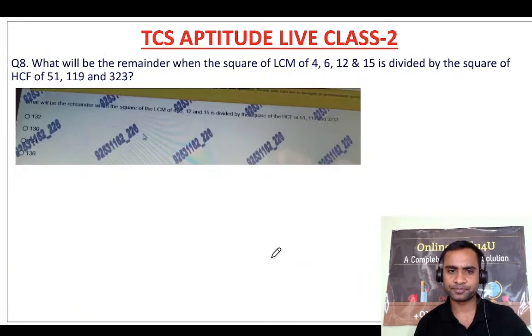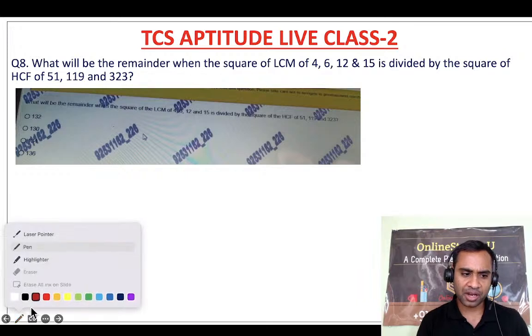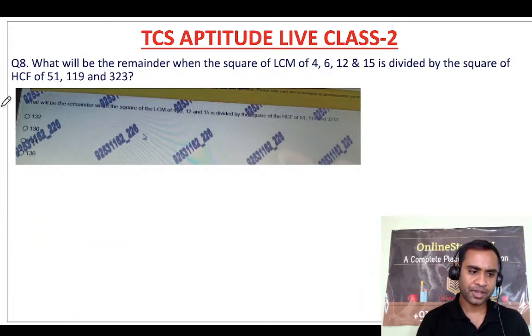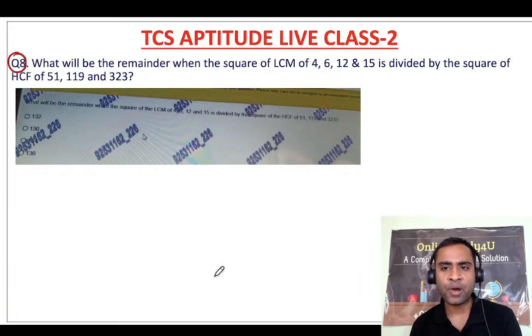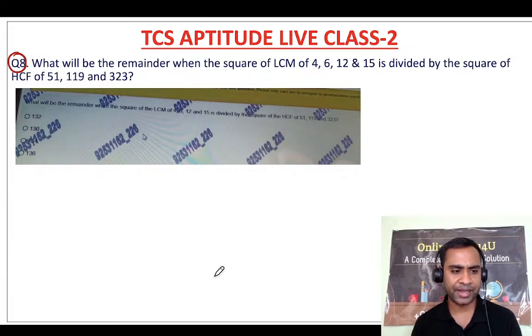Now, question number 8. What will be the remainder when the square of the LCM of 4, 6, 12, and 15 is divided by the square of the HCF of 51, 119, and 323?